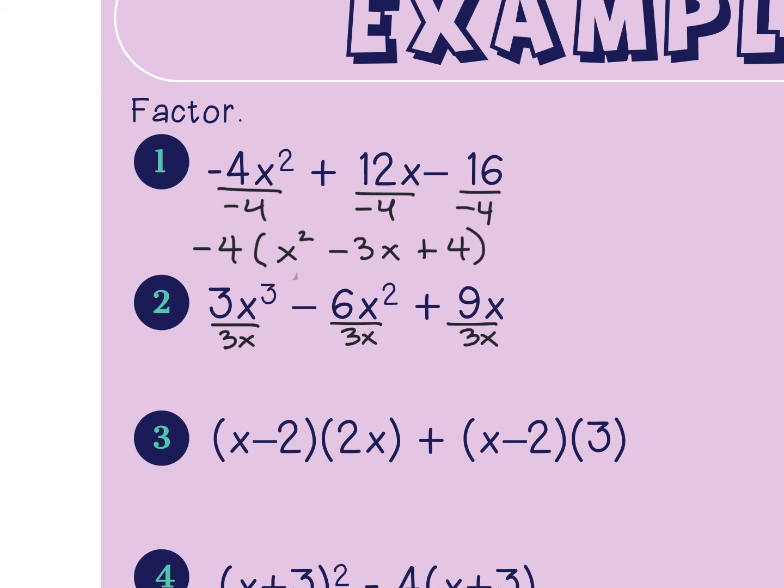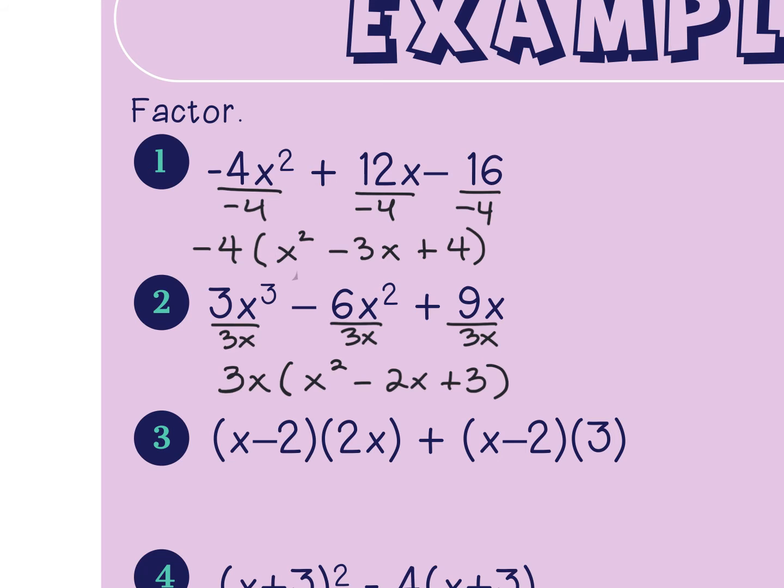And now the GCF, or the greatest common factor, goes outside of the parentheses, and then the answer to the division of each term goes inside. So 3x cubed divided by 3x is just x squared. 6x squared divided by 3x is 2x. And then 9x divided by 3x is just 3. And again, if this polynomial could be factored further, I would keep going. But this one is prime. I do not go any further here.